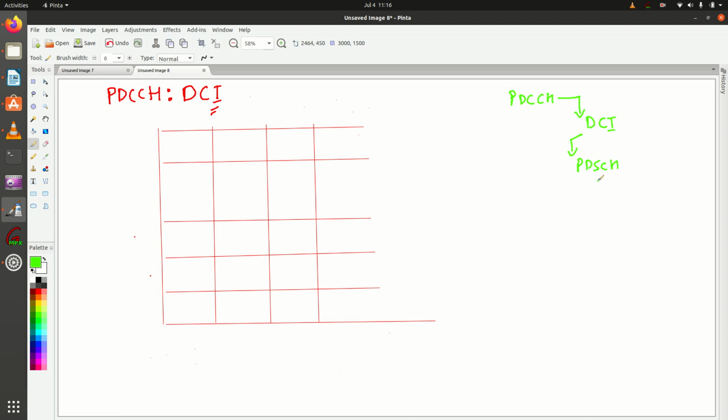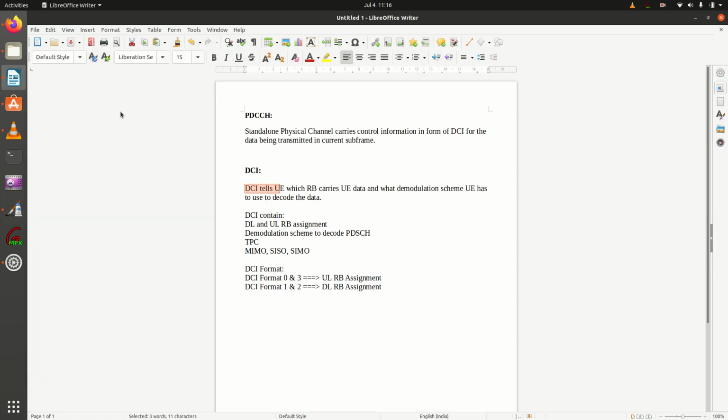So let's start with DCI. The DCI definition says that DCI tells the UE which resource block carries UE data. UE data, we know, is carried by PDSCH. So DCI provides this information: at which PRB you have to go and read your PDSCH, and the demodulation scheme the UE has to use to decode the data. This demodulation scheme is also provided by DCI to the UE, to decode the data present in PDSCH.